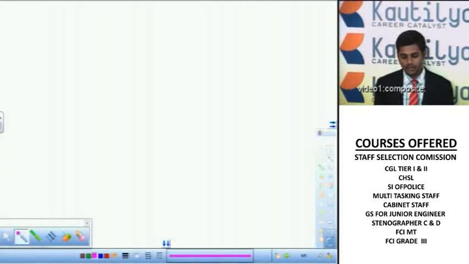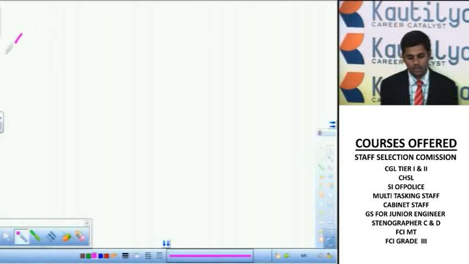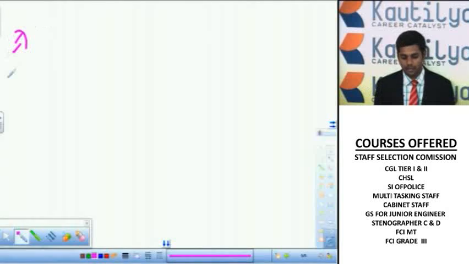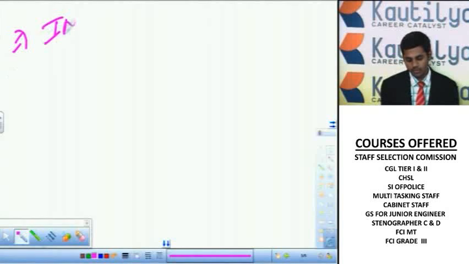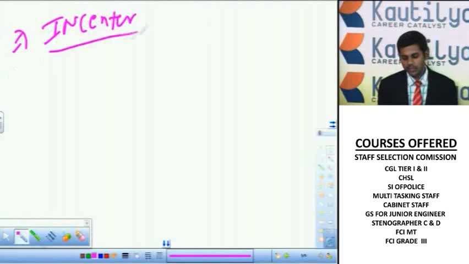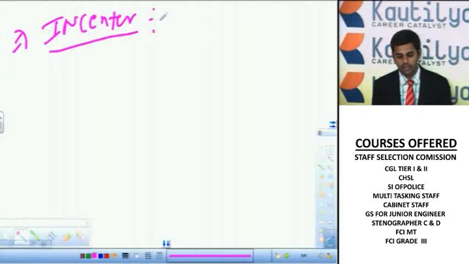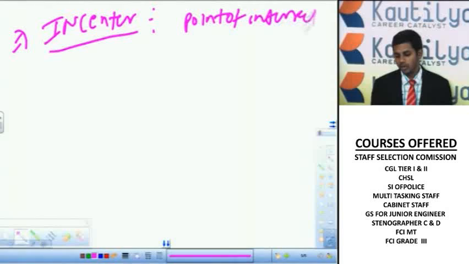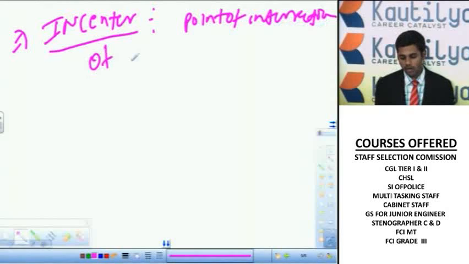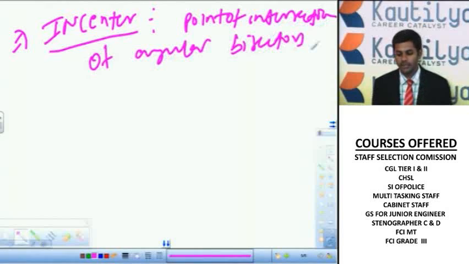Coming to the next theory part of geometry, we were discussing in the earlier session the important geometric centers, and we have discussed circumcenter earlier itself. Now coming to incenter, we will discuss about incenter. So what is basically incenter? Incenter is nothing but the point of intersection of angular bisectors to the angles, that is, the point of intersection of angular bisectors is nothing but incenter.